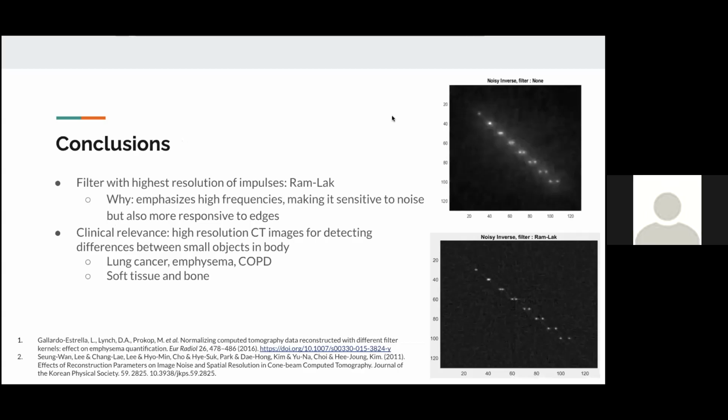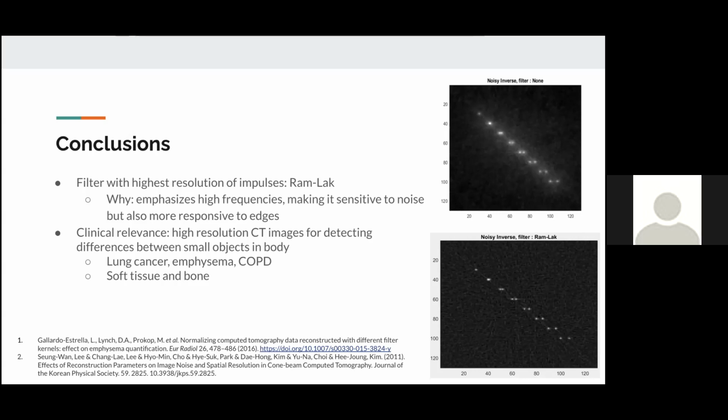In conclusion, we determined that the filter with the highest resolution of the impulses is the Ram-Lak filter. We can see with the images on the right the difference in the image resolution when there is no filter and when using the Ram-Lak filter. According to a paper on the effect of reconstruction parameters on noise and resolution, the Ram-Lak filter usually gives the highest noise levels and spatial resolution because it emphasizes high frequencies, which makes it sensitive to noise but also more responsive to edges.